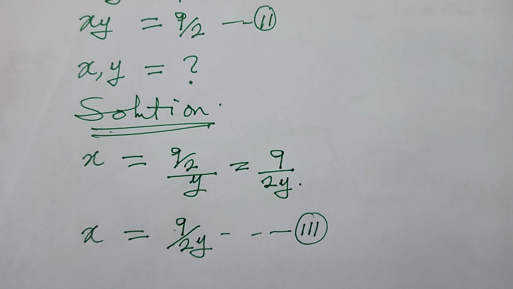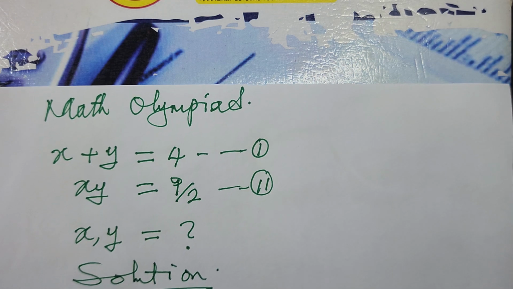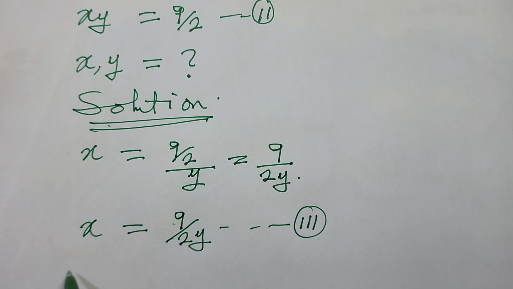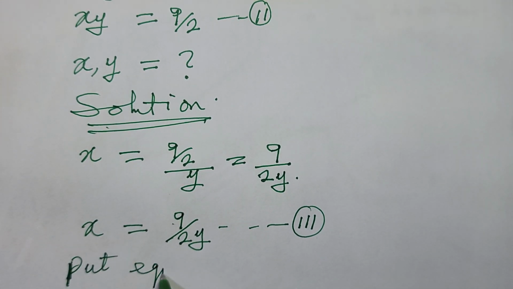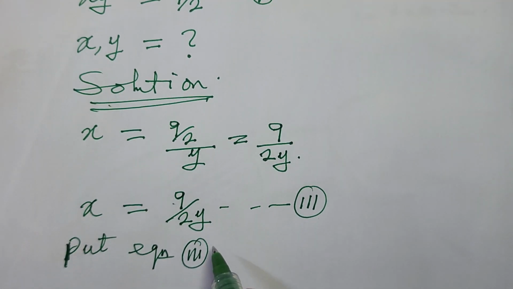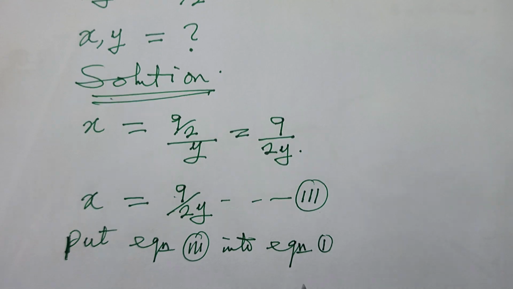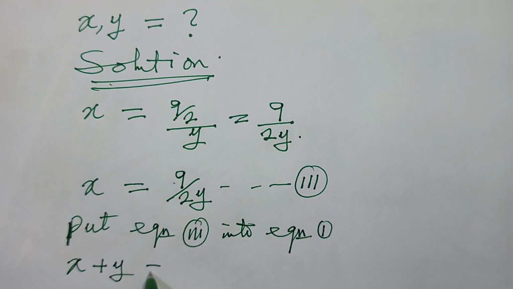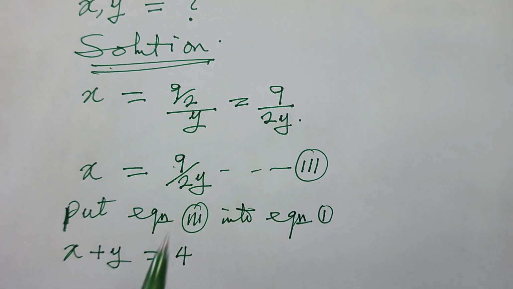If we hold this as equation 3, all we need to do is put equation 3 into equation 1. Let's put equation 3 into equation 1. So what is our equation 1? We know that equation 1 is x plus y equals 4. So wherever we see x, let's put in this value.